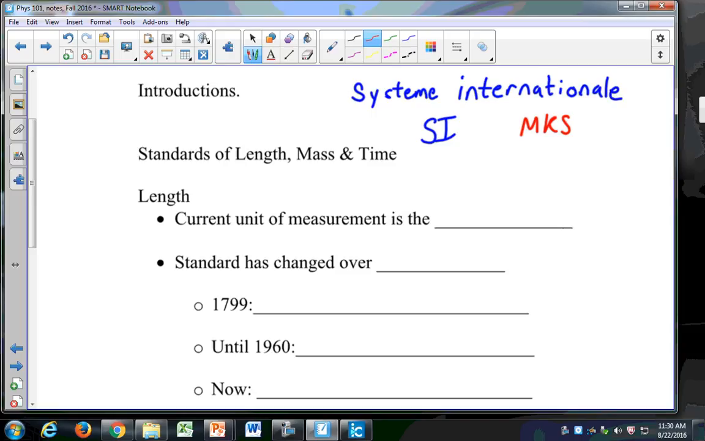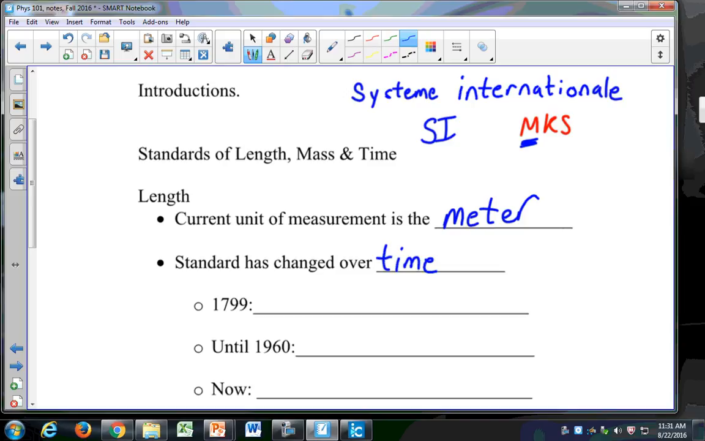So the measurement that we use for length is the M part. What is the unit of measure that we use for length in the SI system? It's the meter, right. So that's where that M comes from. This standard has changed over time. I want to do a little bit of history on this because it sort of illustrates what makes a standard useful. What are the attributes of a good standard?